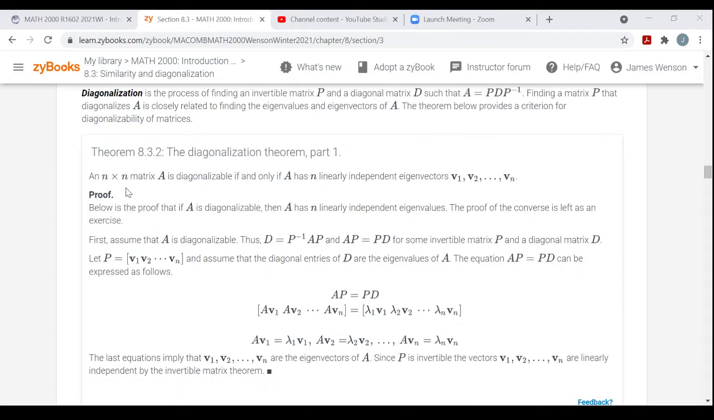All right, so here's the key. An n by n matrix A is diagonalizable if and only if, so this is necessary and sufficient conditions, A has n linearly independent eigenvectors, say v1 through vn. If the matrix does not have a set of n linearly independent eigenvectors, then that matrix is not diagonalizable, meaning it's not going to be similar to any diagonal matrix.